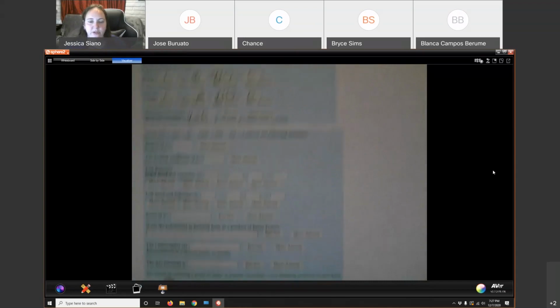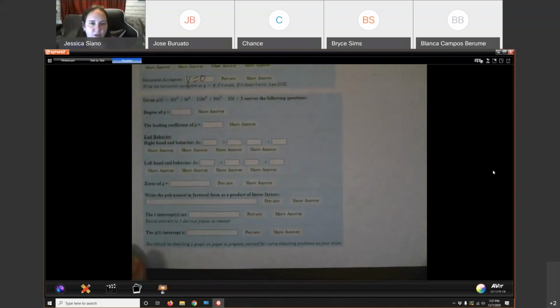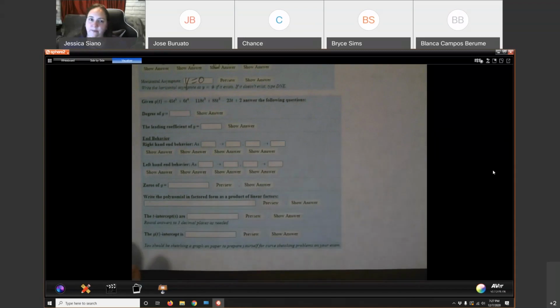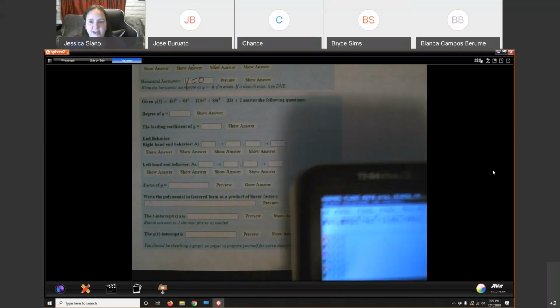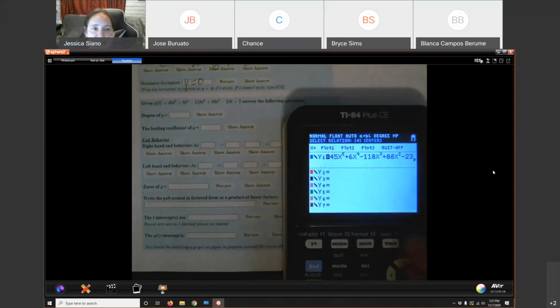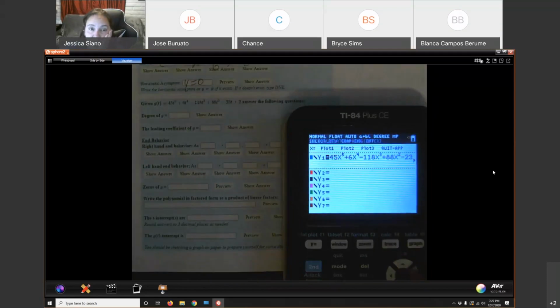All right. So for any polynomial, you should always graph it first. Now, because I just did this with my Saturday class the other day, come on, take your time, calculator. Thank you. I already have this function here, so I don't have to worry about putting it in because I already have it there.